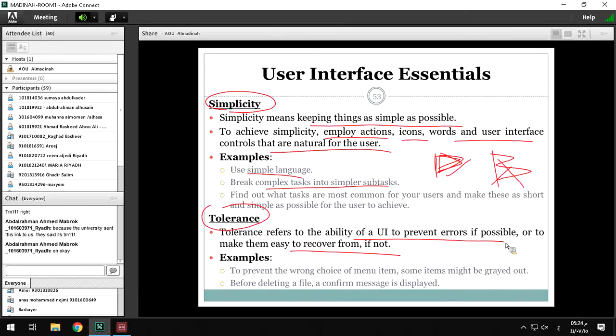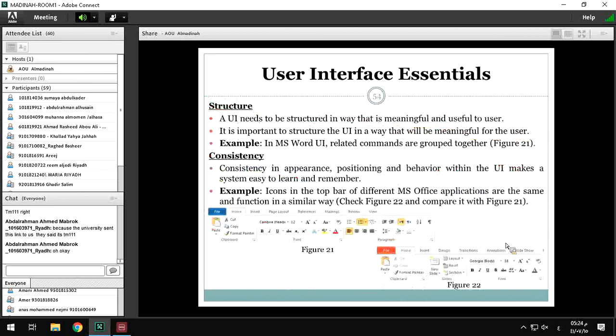And if someone makes a mistake in using the program, the application, or the website, the system will tell that, okay, this is not the correct data. Like for example, sometimes when we fill some forms online, if we miss something, the system will tell us, you missed this part, go back and fill that. This is tolerance. The system will take your input and ask you to correct it, or allow a solution to recover. That is the tolerance.